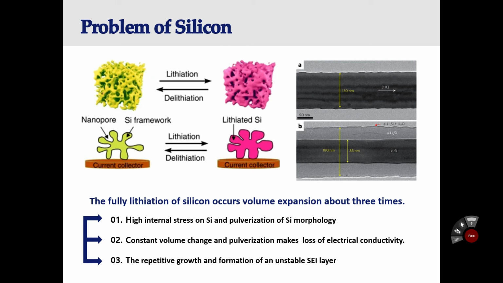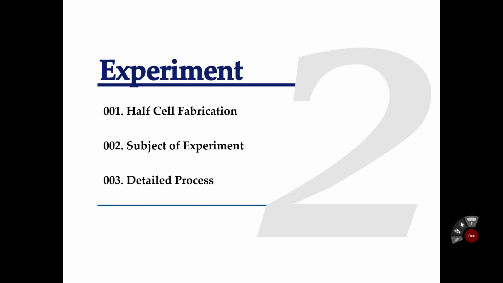This causes high internal stress on the silicon, resulting in mechanical decomposition. Continuous volume changes and loss of electrical conductivity also occur. The formation of unstable SEI layers and their repeated growth are also problematic. To solve these problems, we have studied new anode materials based on silicon and will introduce them to you.